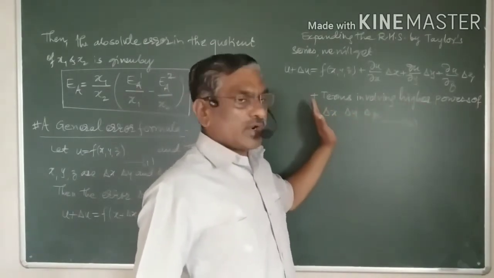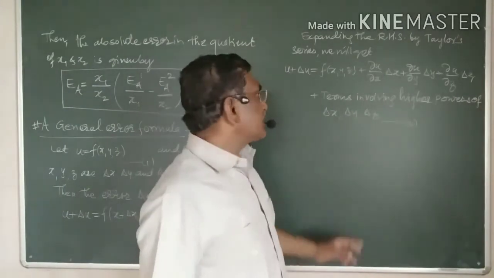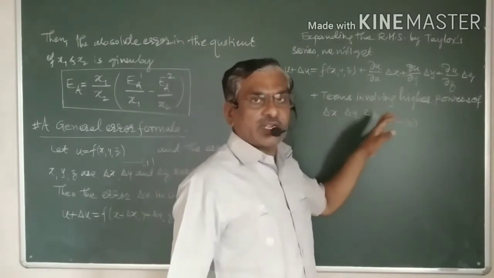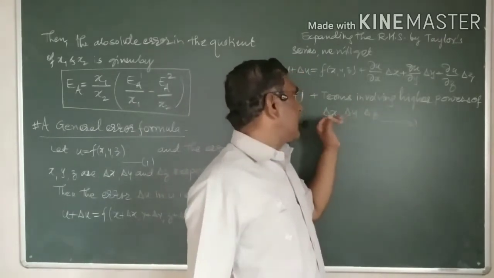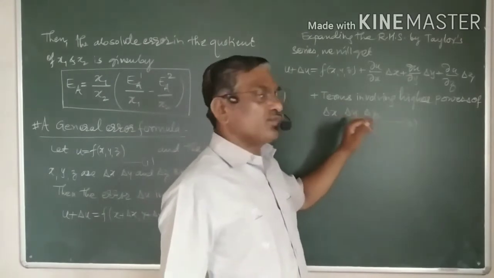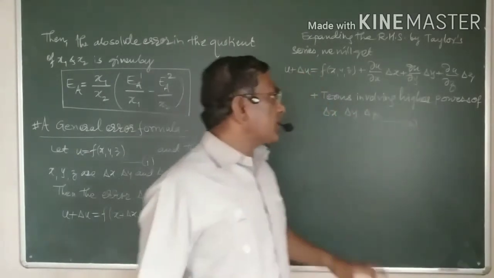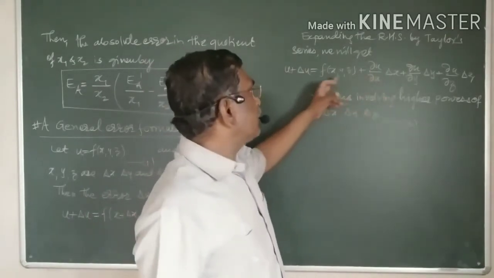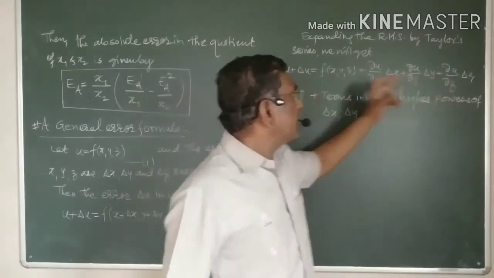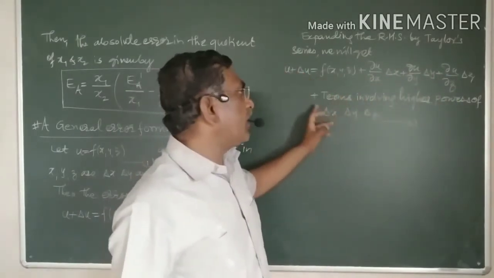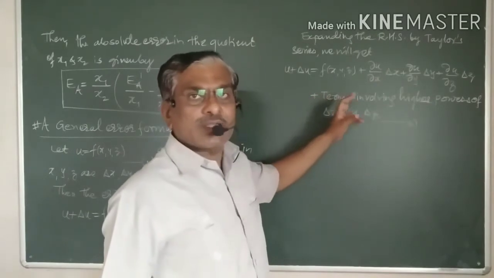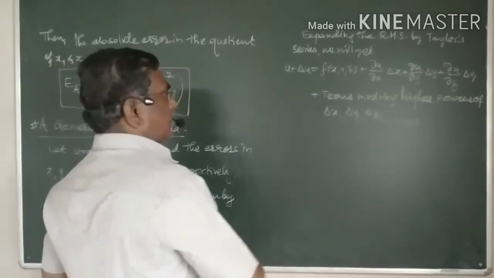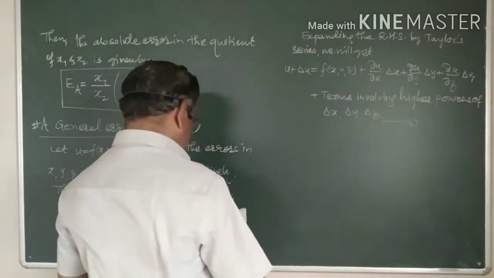Here, whatever the other terms are, they consist of del x squared, del y squared, del z squared, and del x cubed, del y cubed, del z cubed, and so on and so forth. We are not going to write these terms; we just consider these first four terms, and all other terms we collect together, and those can be written in this form. Well, let us come to the next point.